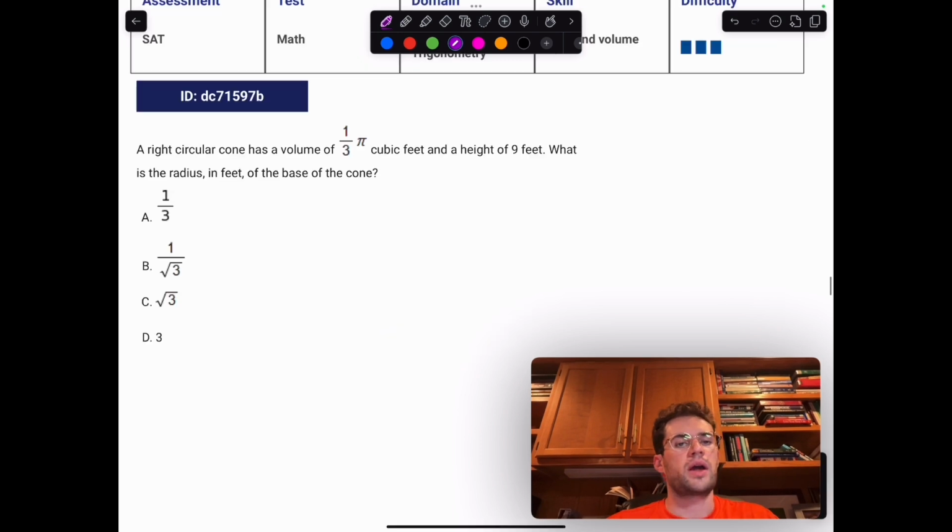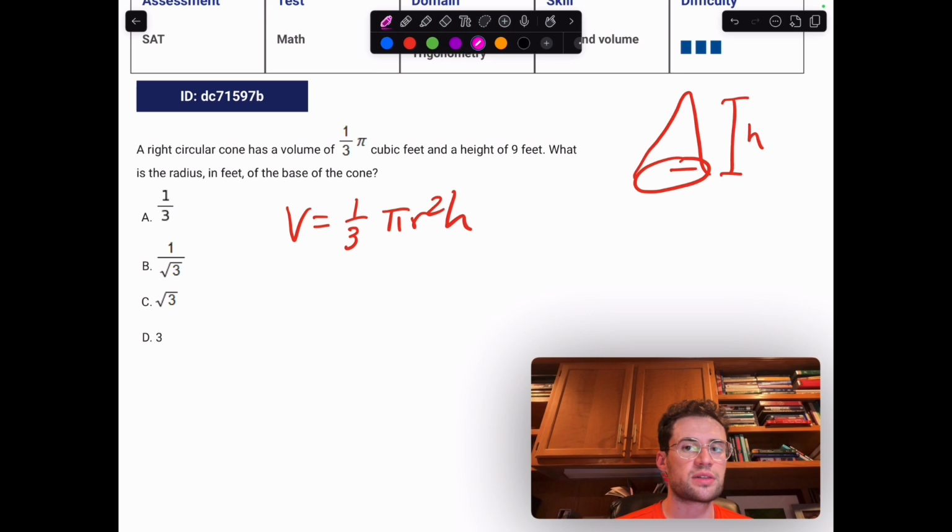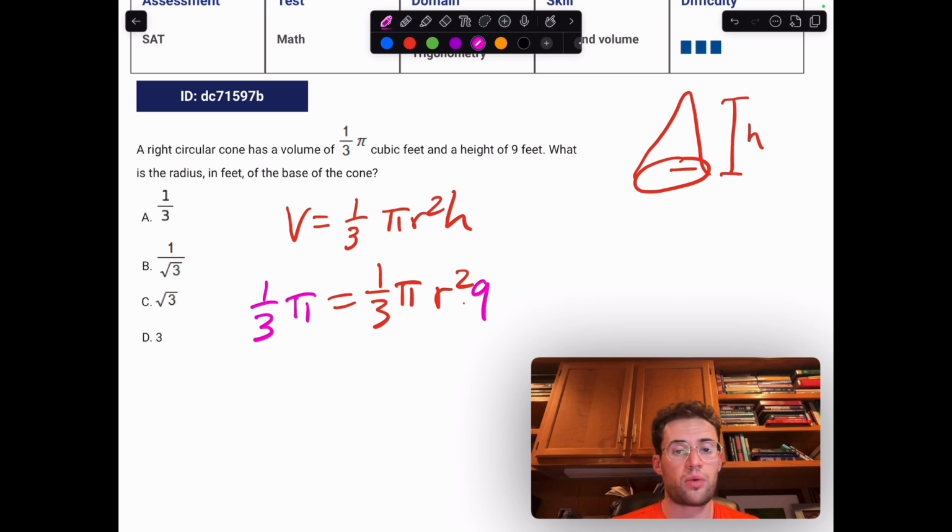Be that. A right circular cone has a volume of 1/3 pi cubic feet and a height of 9 feet. What is the radius in feet of the base of the cone? The volume of a cone is equal to 1/3 times pi times the radius squared times the height. They gave us that the height is 9, so we plug that in, and they gave us that the volume is 1/3 pi. So 1/3 pi is equal to 1/3 times pi times our radius squared times 9. All right, so now we can divide both sides, but we want to solve for the radius ultimately.